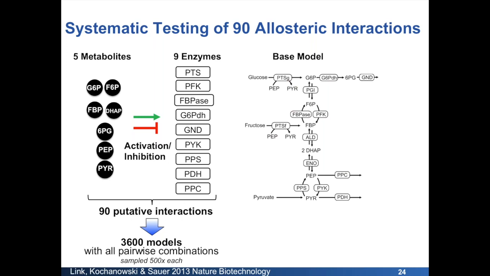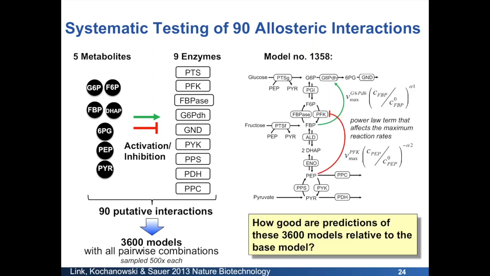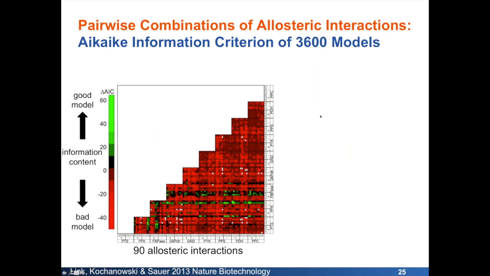Okay, so now we have 3,600 hypotheses written down as specific models, and we are asking which of those can explain the measured data better. So how good are the predictions of these models? We include this regulation on top of the simple unregulated model as a power law term, so that the models need to fit an inhibitory or an activating regulation event. And so now with 3,000-something models, we can say that this model is better than another. So it's a formal criterion.